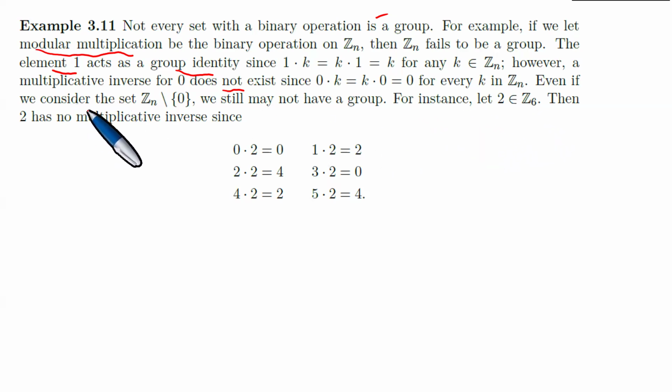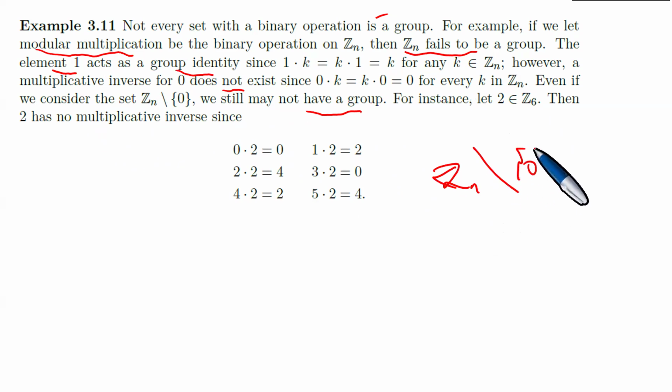Even if we consider the set Zn and we remove 0, we still may not have a group. For instance, this is saying that sometimes Zn fails to be a group under multiplication. So if you take Zn and you remove 0, we still may not have a group. For instance, if you take 2 in Z6, then 2 has no multiplicative inverse.